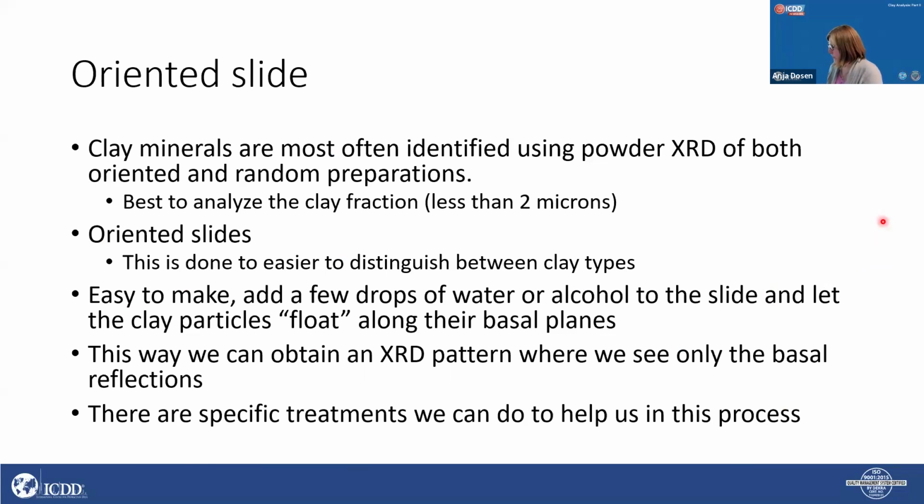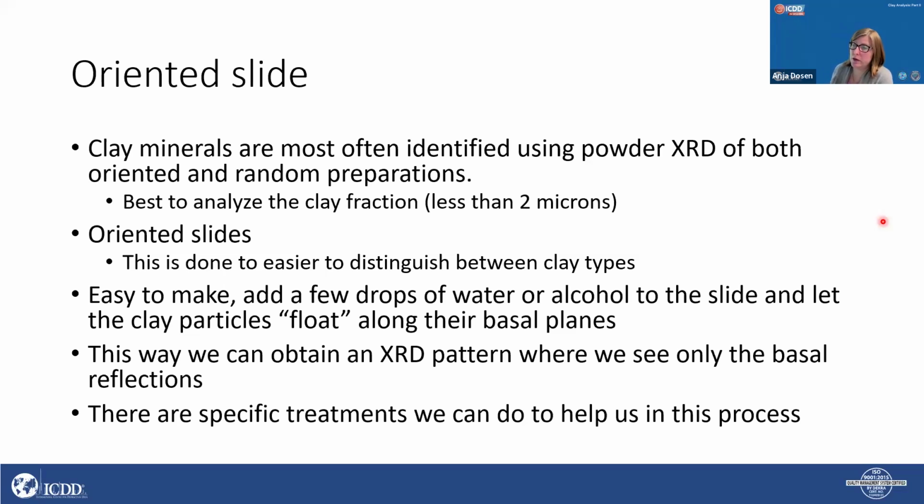As I mentioned, clays will always have preferred orientation, because they lay down flat on the widest plane. We tend to analyze these oriented slides so we can analyze the basal spacing of clay minerals. Clay minerals are generally identified using X-ray diffraction of both oriented and random sample preparation. It is always best to analyze the clay fraction, which is the less than 2 micron fraction.